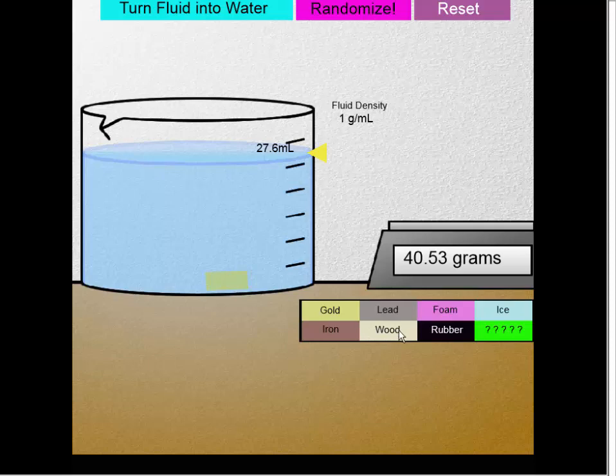Now a couple of these objects, like the wood object, are going to float, and when you measure the volume of it, make sure it's completely submerged. When it's sitting at the very tippy top of the surface, kind of like this, that's not what you want. You want to hold this foam underneath the water to make the volume measurement.